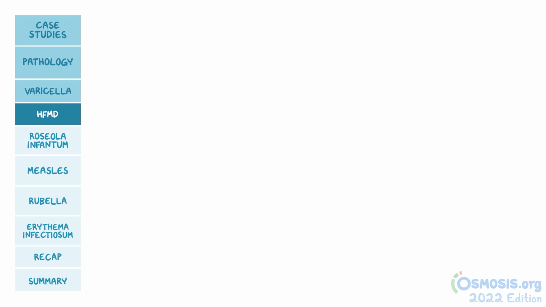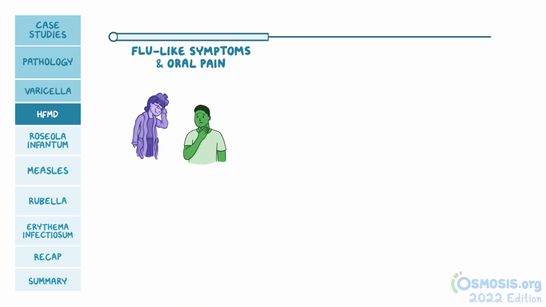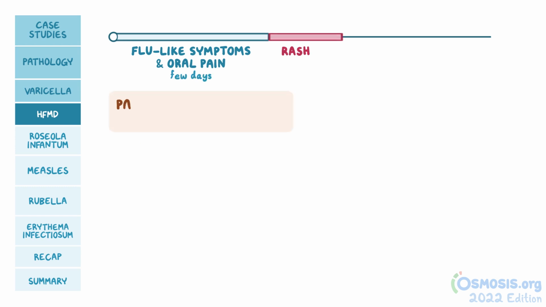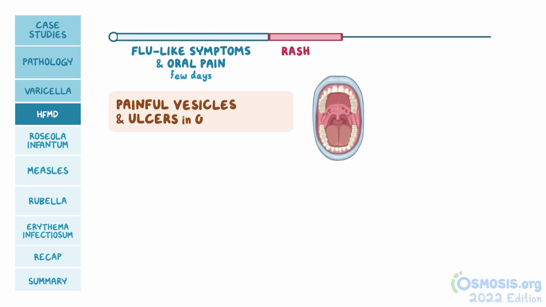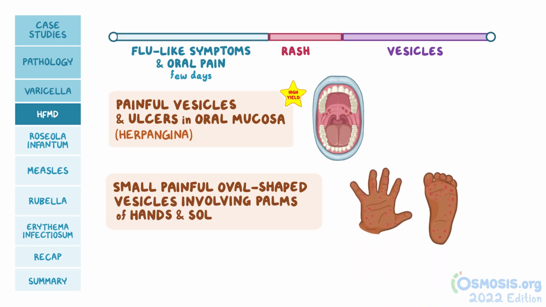Now, when a person becomes infected by this virus, they initially present with flu-like symptoms along with oral pain. After a few days, a rash breaks out. The first lesions appear as painful vesicles and ulcers in the oral mucosa. And remember, this is called herpangina. Soon after, individuals develop small, painful, oval-shaped vesicles involving the palms of the hands and soles of the feet.